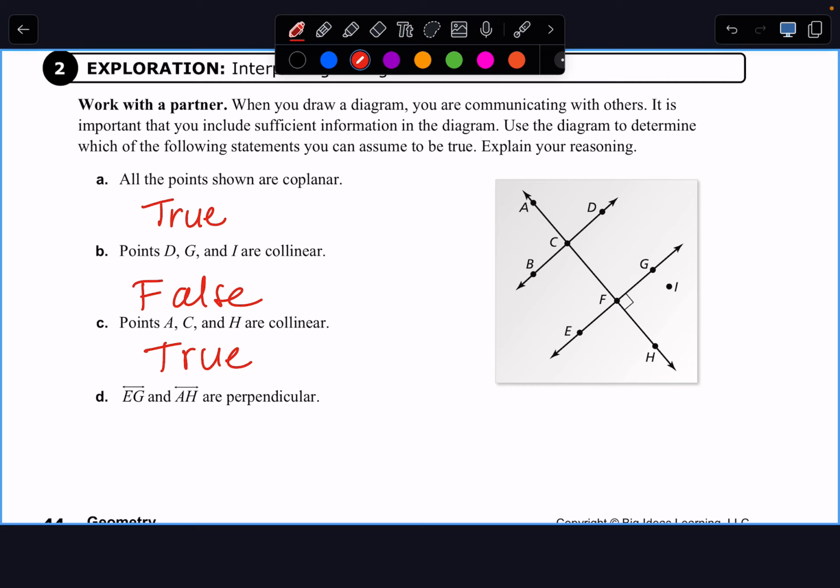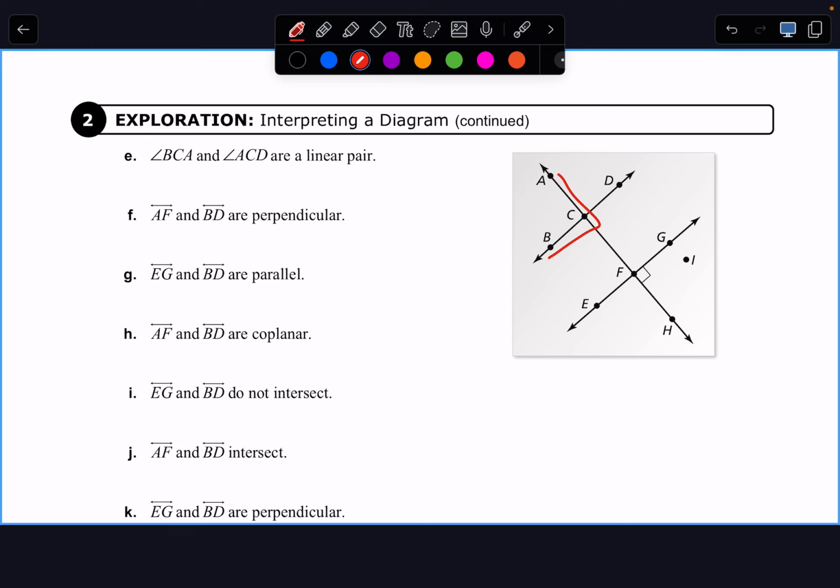Okay. Conway, EG and AH, are they perpendicular? Yes. We know that because of this box right here. Right? Okay. Now, next page. Avery, what do you think about BCA and ACD? Are they a linear pair? Yeah. They're adjacent and they form a line.